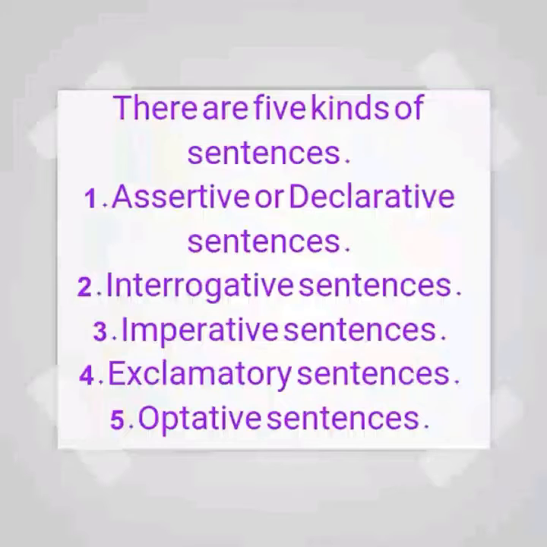So let's study. Today we will study about kinds of sentences. Sentences can do five kinds of things. Therefore, there are five kinds of sentences too. Number 1, assertive or declarative sentences. Number 2, interrogative sentences. Number 3, imperative sentences. Number 4, exclamatory sentences. Number 5, optative sentences.